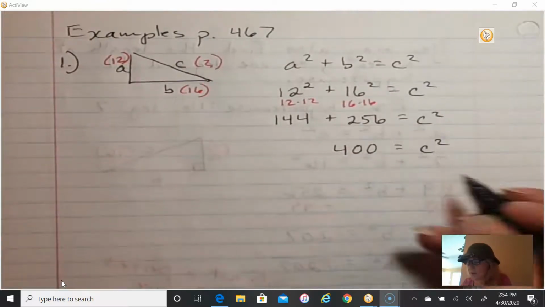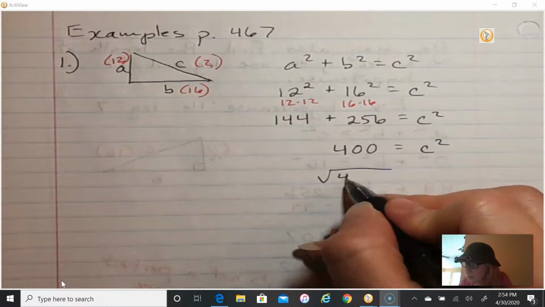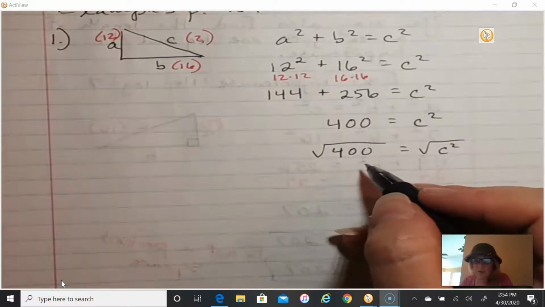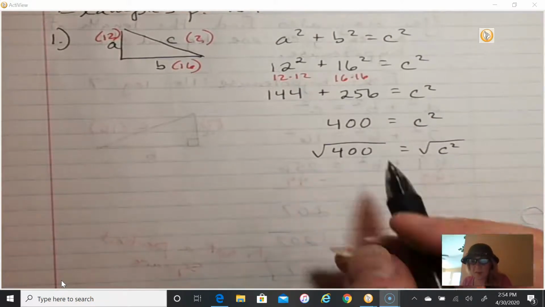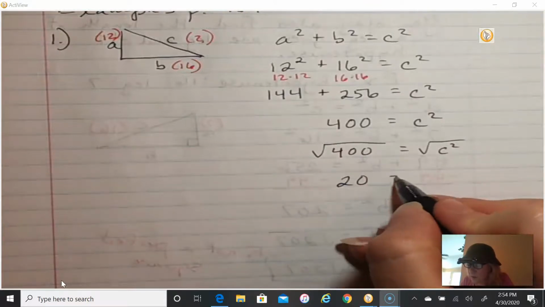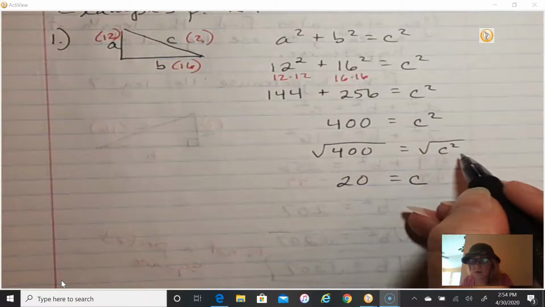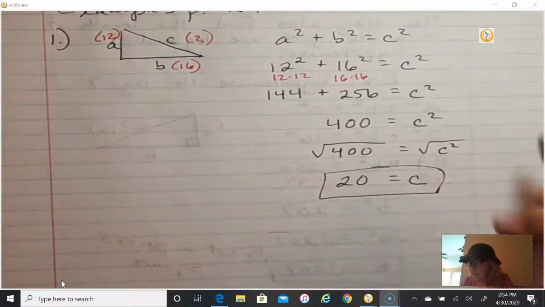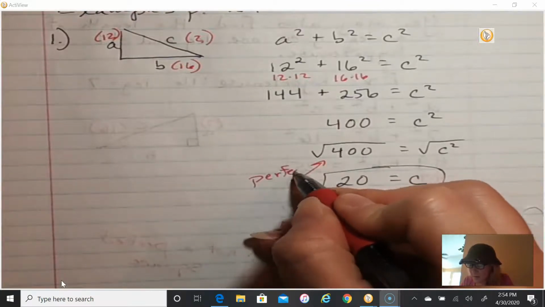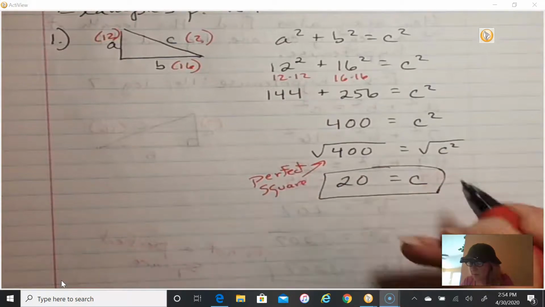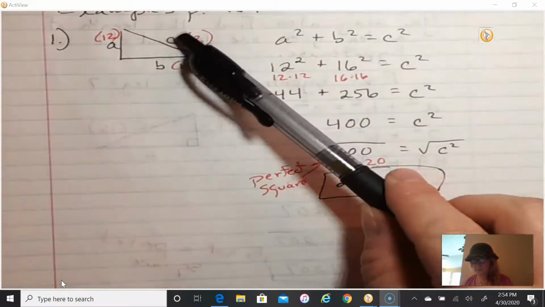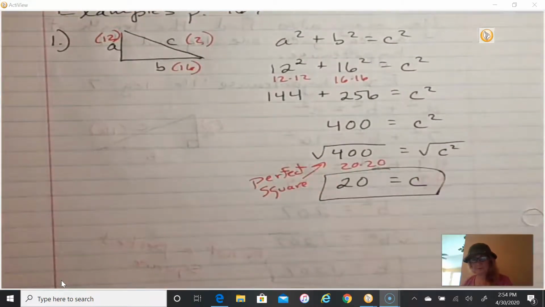Now we have to take this out of the square, so we're going to square root both sides. Now, if you have a calculator, you can figure this out, but this is a perfect square. 20. The square root of 400 is 20. And the square root of c squared is just c. So there's your answer. This is a perfect square. 20 times 20 gives you 400. So the hypotenuse is 20.